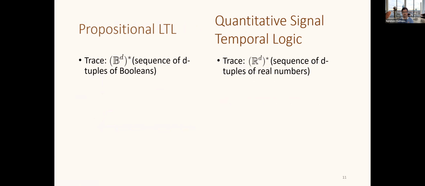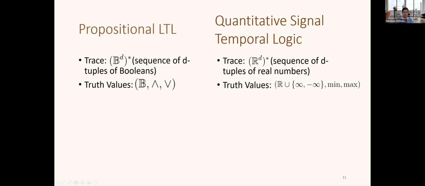We have now looked at two different kinds of semantics for temporal logic. Let us compare their main features. In propositional LTL, the traces were sequences of d-tuples of booleans. Each of them were components which indicated some atomic propositions. On the other hand, in quantitative STL, we have tuples of real numbers denoting components of some signal.